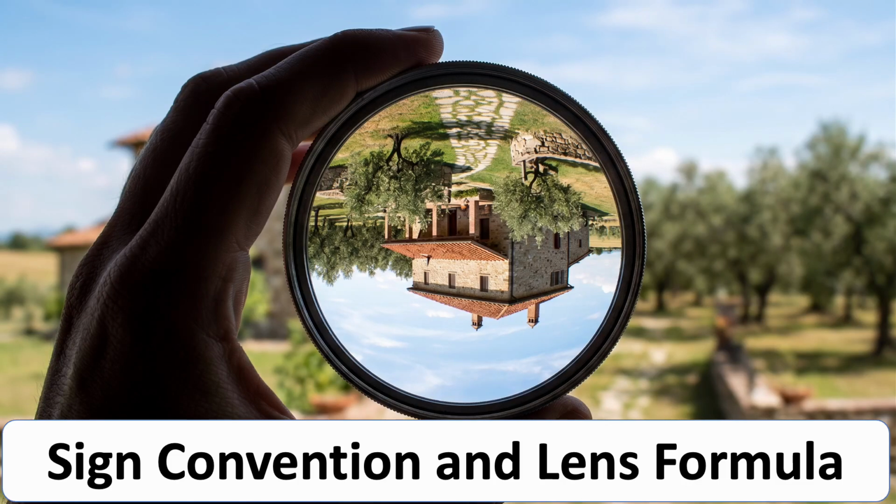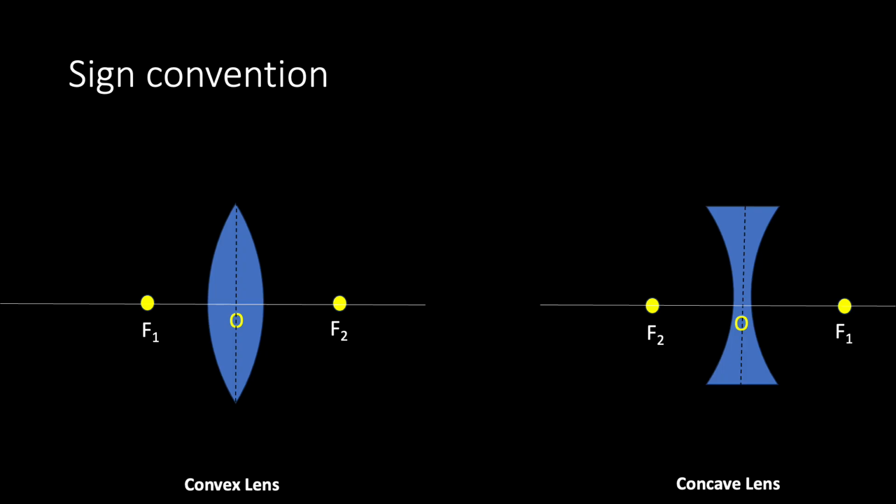Today we are specifically focusing on sign convention and lens formula. This is absolutely crucial for solving numerical problems involving spherical lenses. To make sense of how light behaves through lenses, we use the Cartesian Sign Convention. Think of it just like the XY coordinate system you use in math.